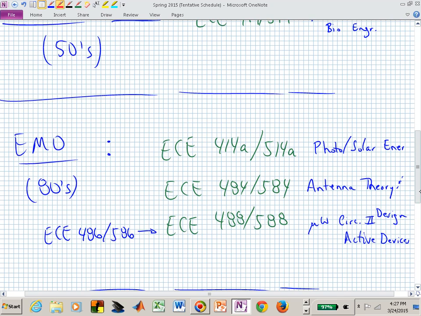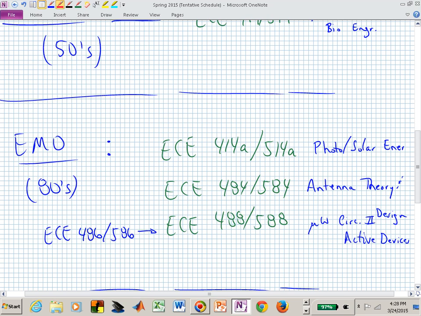In electromagnetics and optics, you have photo-solar energy. If you're interested in power and energy, you could take this photovoltaic solar energy class, which is 414A. If you're interested in how antennas might be designed or put into different devices, 484 is a class you might be interested in. Again, this is planned for the spring semester, spring of 2016. Wow, time flies.